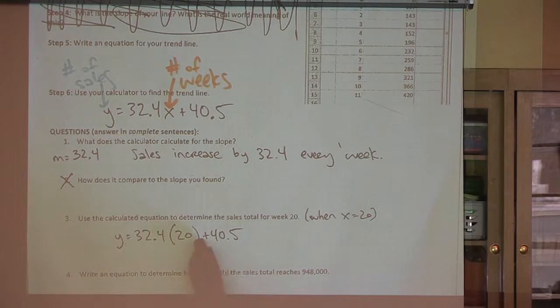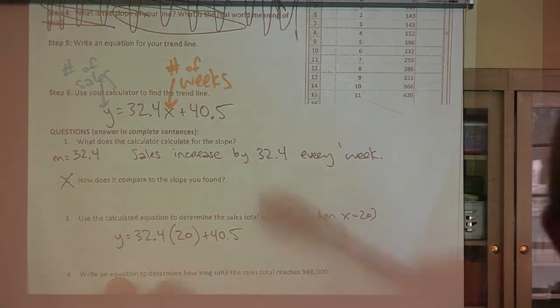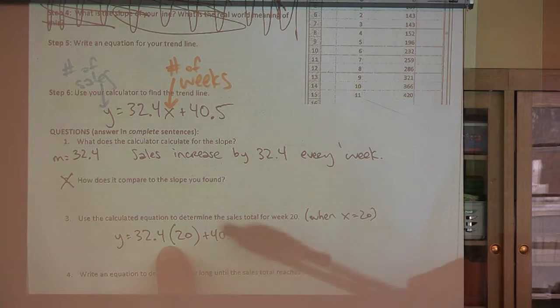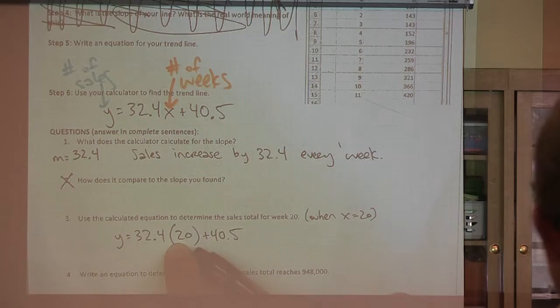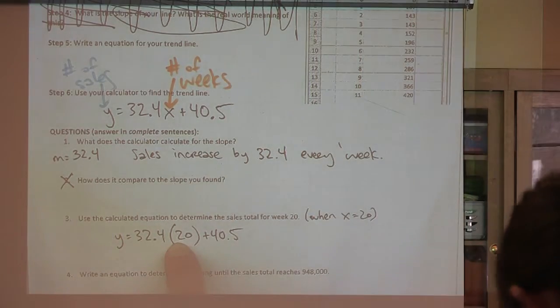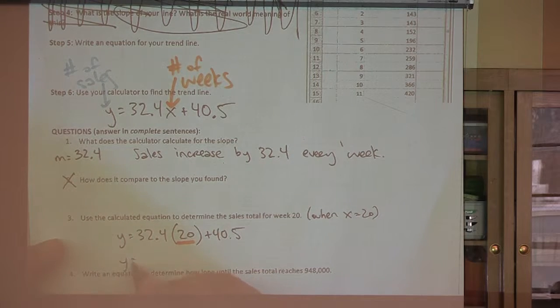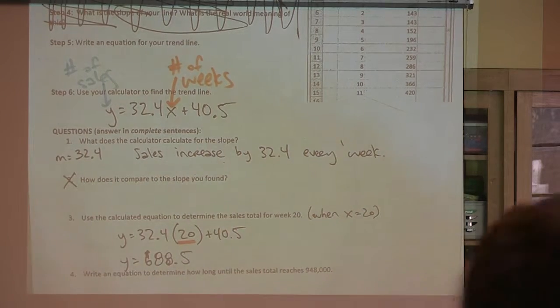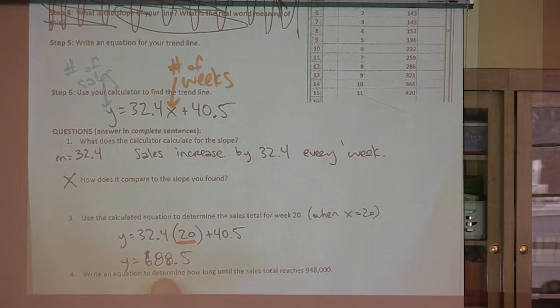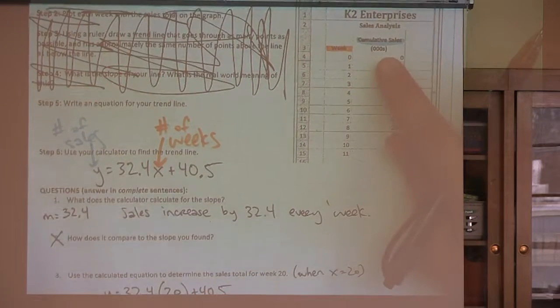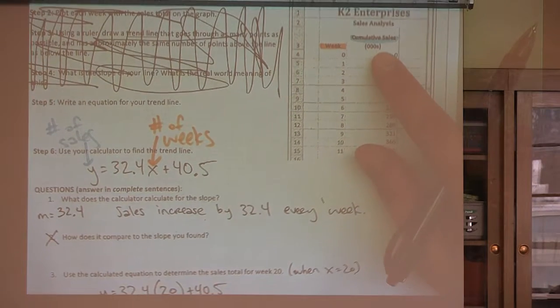Okay, so if you plug in 20, and yes, we need to work on our notation here. You hear me, Quinn? We need to work on our notation here so that we're all communicating the same thing. What'd you say? Well, 688.5. So this means in week 20, we would sell 688.5. And this is in thousands, just so we're clear.